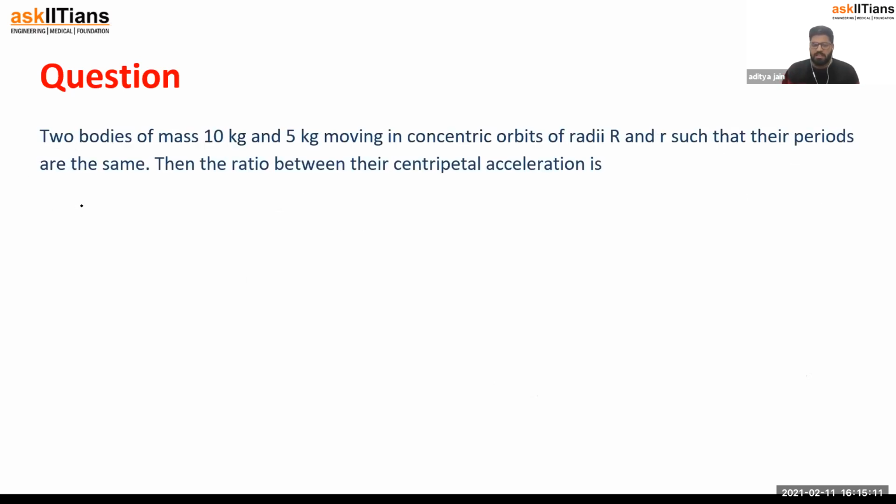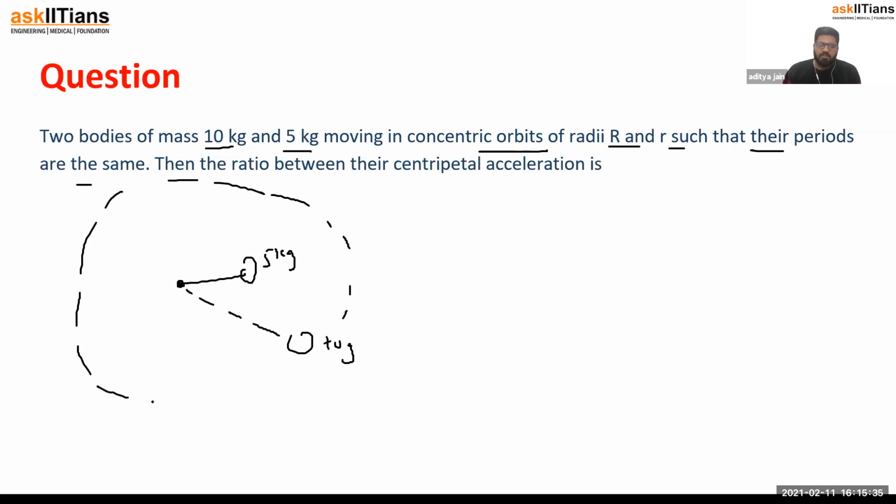Okay. Now next, two bodies of mass 10 kg and 5 kg are moving in concentric orbits of radius R and r such that their periods are the same. Then the ratio between their centripetal accelerations. Suppose two bodies are given, one of 5 kg and another of 10 kg. Suppose they are moving in different radii. For 10 kg it is given capital R, and for 5 kg it is given small r.